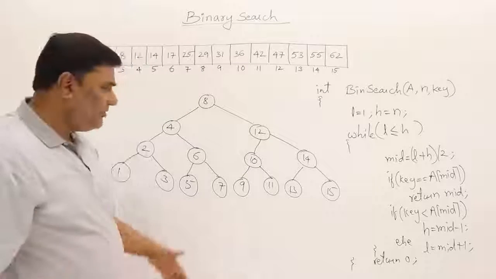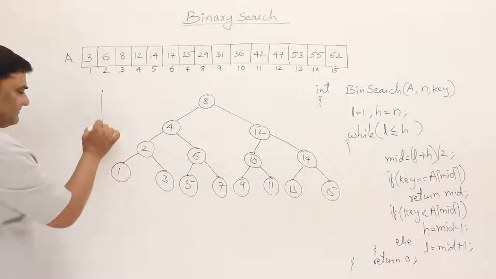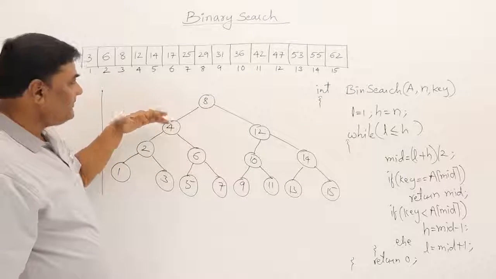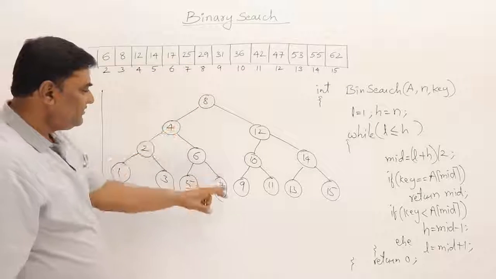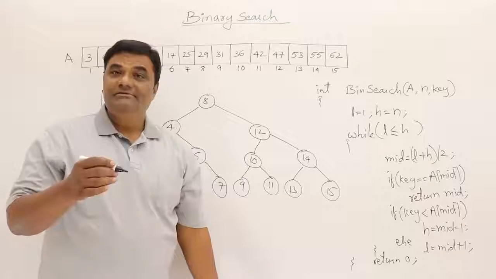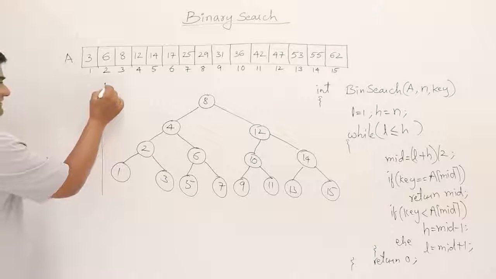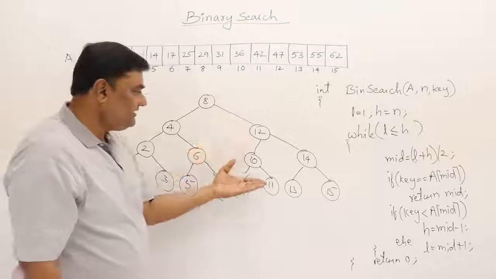Then maximum how many comparisons it is taking for searching any element. So that depends on the height of a tree. So at most how many comparisons are required? If I am searching for an element at index 7, that is 25, it will take 4 comparisons. So maximum comparisons are dependent on the height of a tree, and the height of a tree is log n. That's 4. 1, 2, 3, 4.